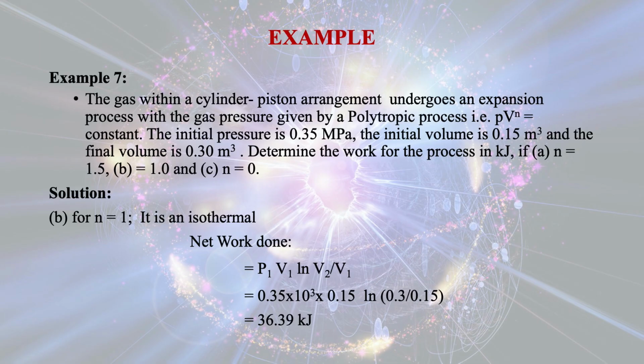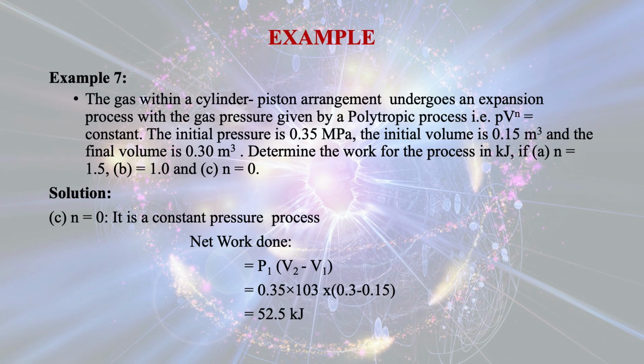For B, n is equal to 1. When you put in the polytropic process n is equal to 1, that is nothing but PV is equal to constant, that is isothermal process. For isothermal process we know the expression for the net work done, that is P1 V1 log V2 by V1, and if you put all these values you will get the final result for work done, that comes out to be 36.39 kilojoule.